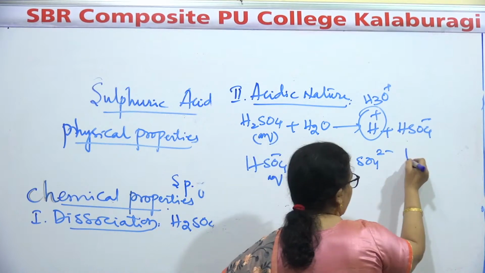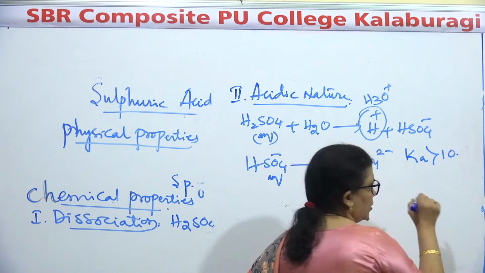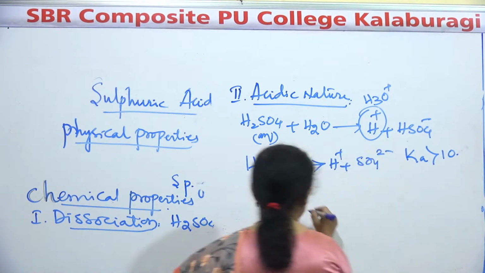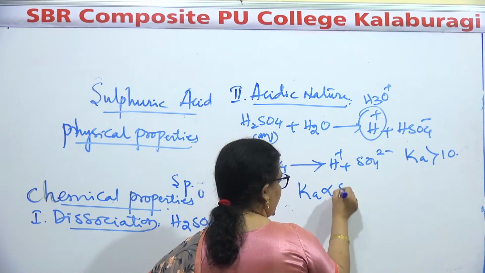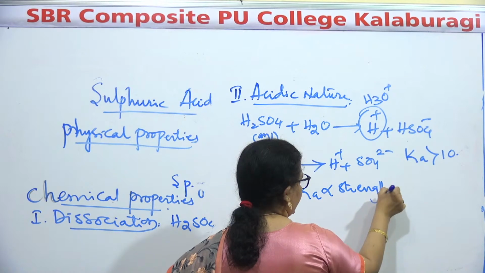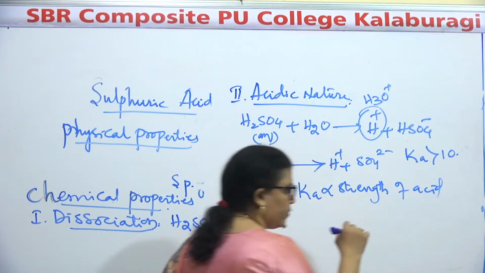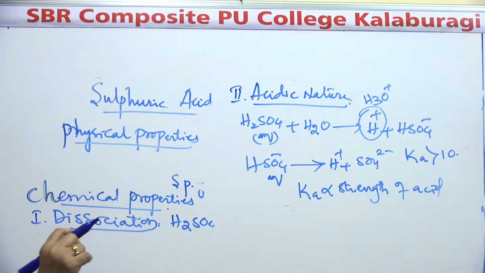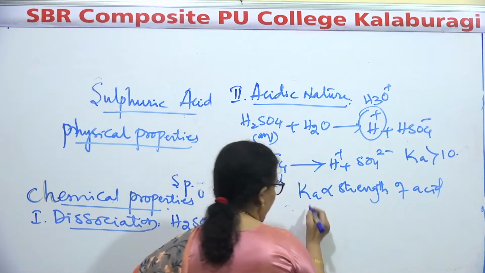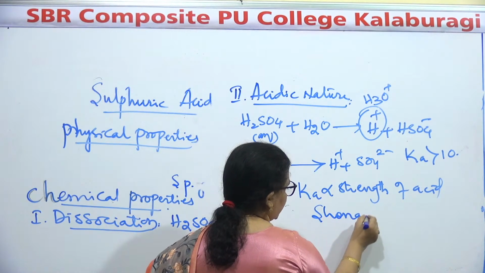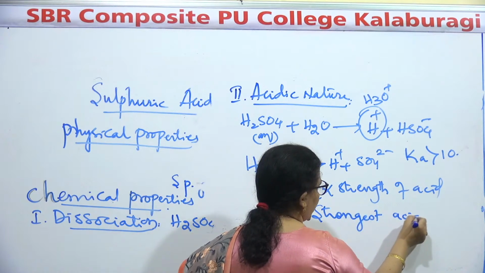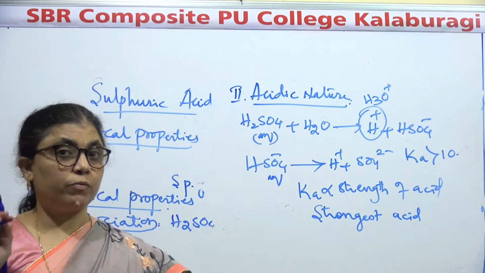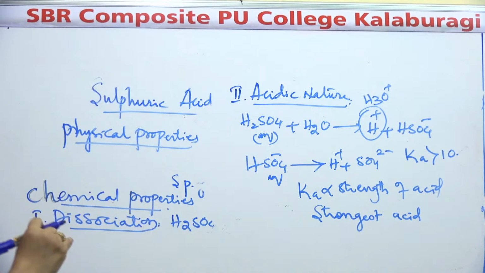The Ka value is very high, greater than 10. The higher the Ka value, because Ka is directly proportional to the strength of acid. Ka value is directly proportional to what, children? Strength of acid. That's why we can say sulfuric acid is the strongest acid, the king of chemicals. We know very well that pKa is inversely proportional to the strength of acid, but Ka is directly proportional.